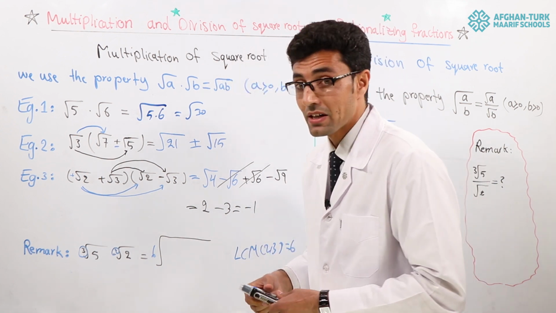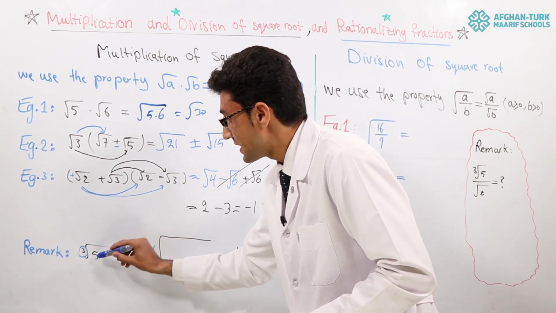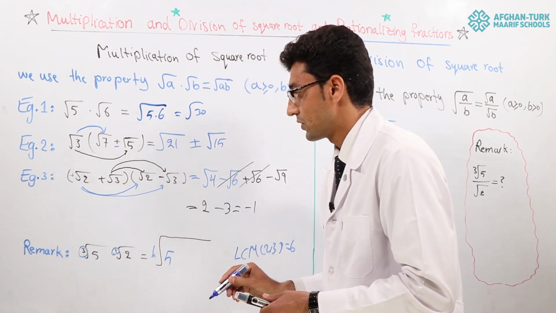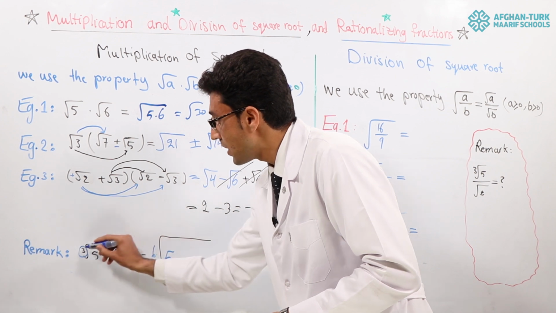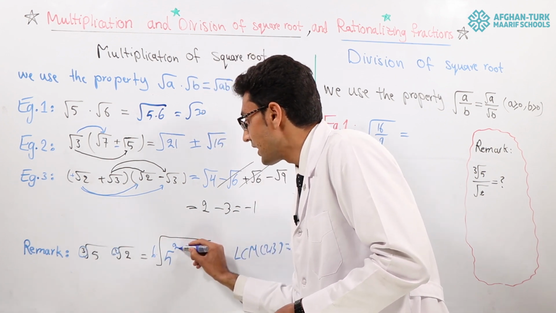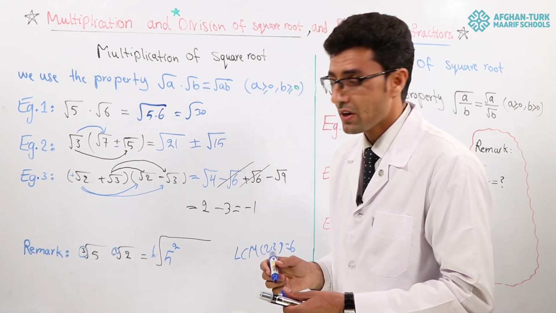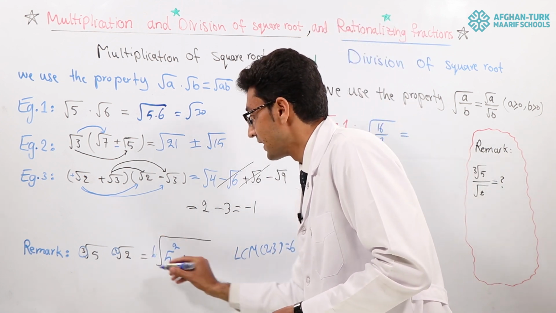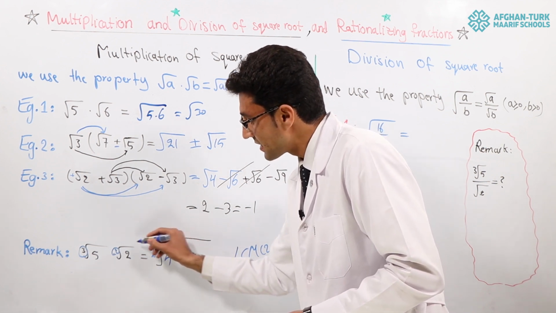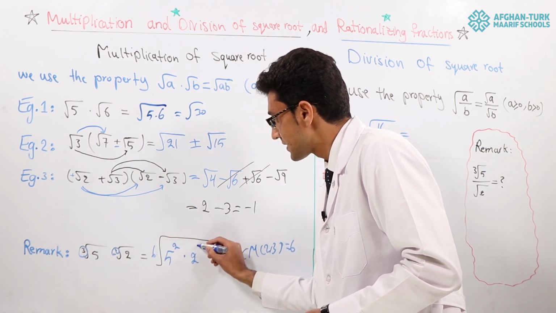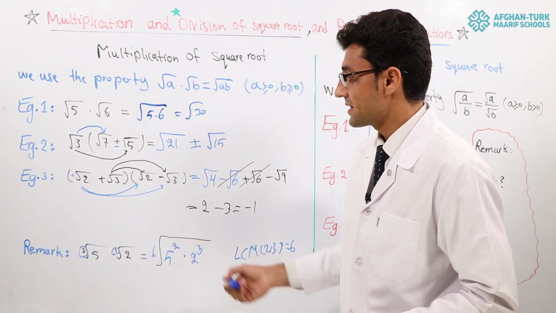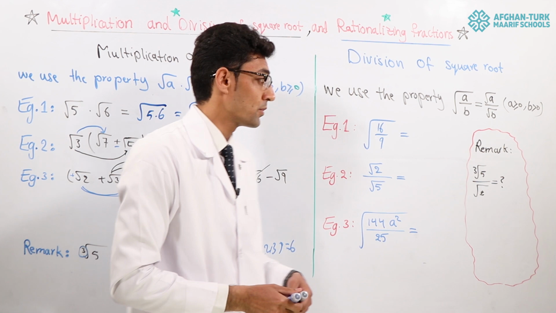Now, remember this. What is in here? 5. I write 5 in the root. But 6 divided by 3 is 2. I can write it as the power of 5. Multiply. What is this number? 2. 6 divided by 2 is 3. Very simple. Okay? And this is the answer. You can simplify more too.